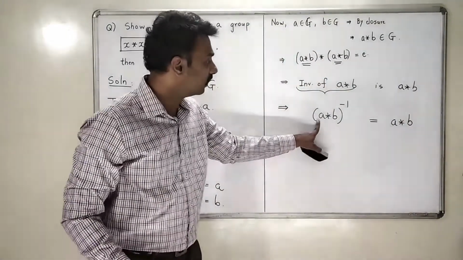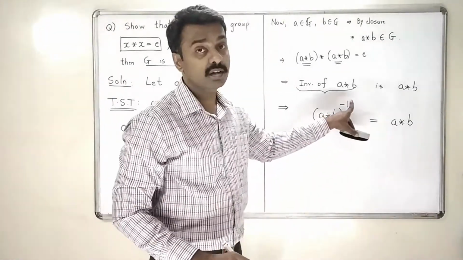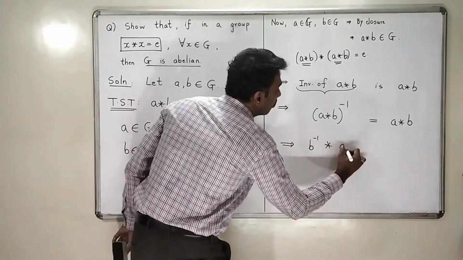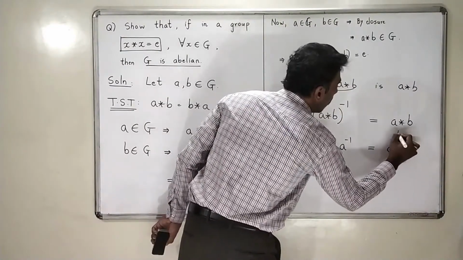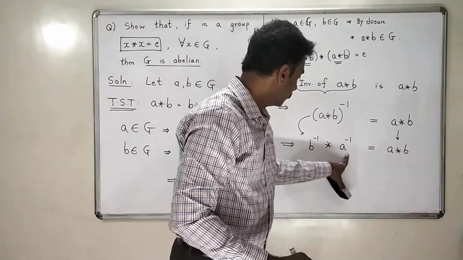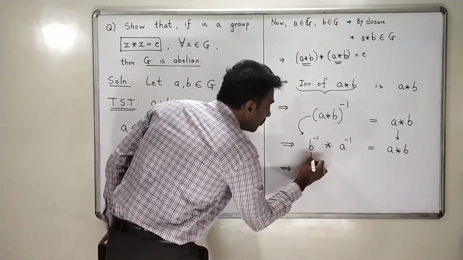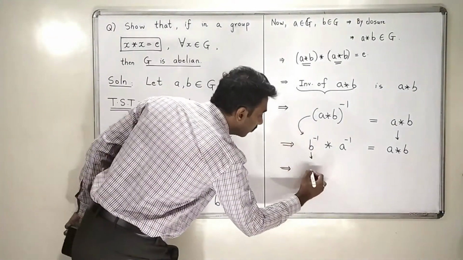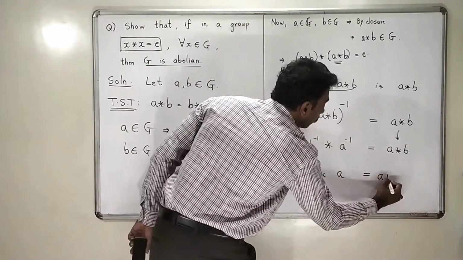But we know what is A star B inverse in a group. We have done this exercise that A star B inverse is equal to B inverse star A inverse. And that is equal to how much? A star B as it is. This theorem we have done in earlier sections. So now, can I replace this B inverse by something? Yes, I know that B inverse is B and A inverse is A. So this B inverse is B star A inverse is A, which is equal to A star B.